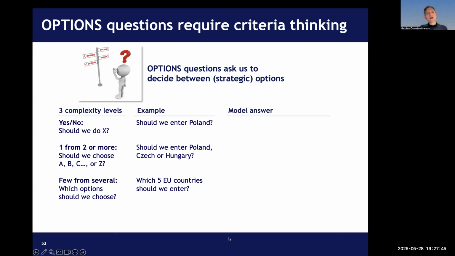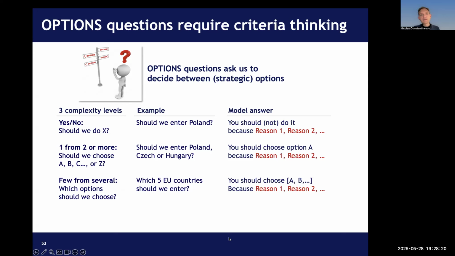Well, you should do X or whatever. You should enter Poland, or you should enter UK, or France and Germany, or whatever, because of these reasons. Reason 1, reason 2, reason 3, reason 4. Remember before in the how-to, the logic was to achieve your goal, you should take action 1, action 2, action 3. So now the whole logic has changed away from actions to reasons. It's totally different.